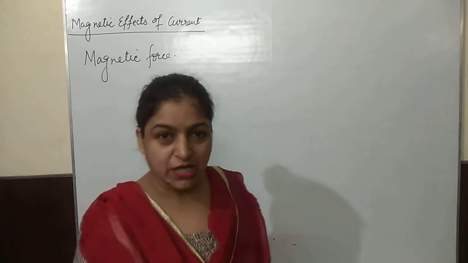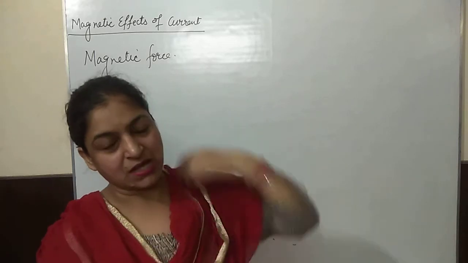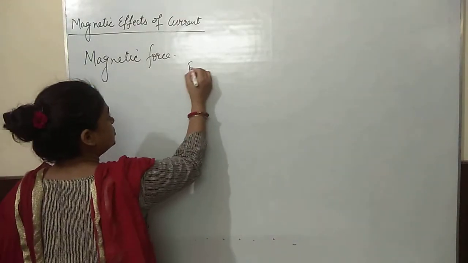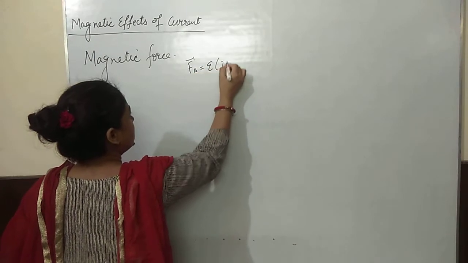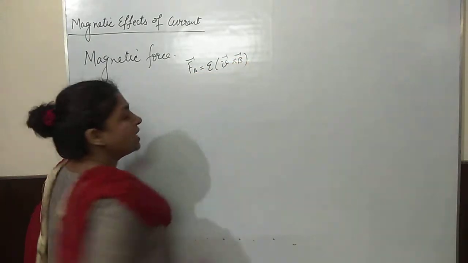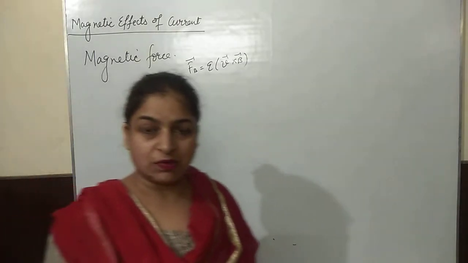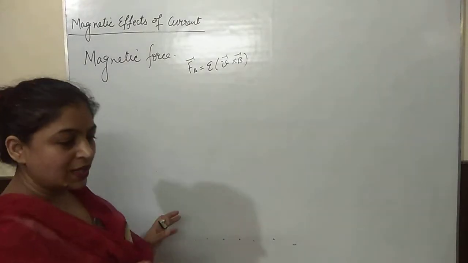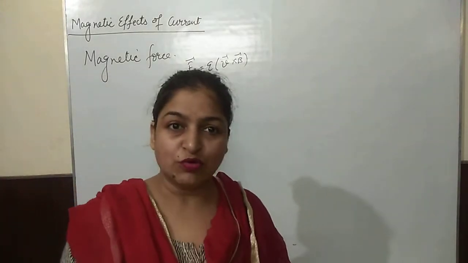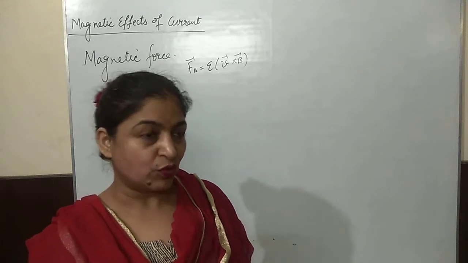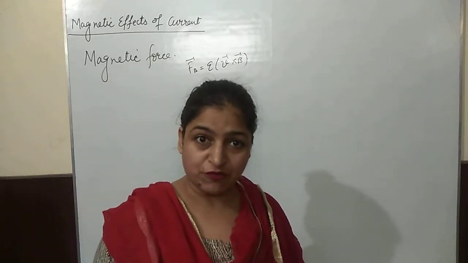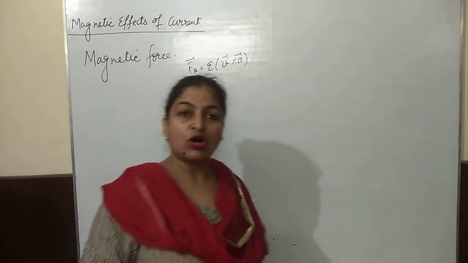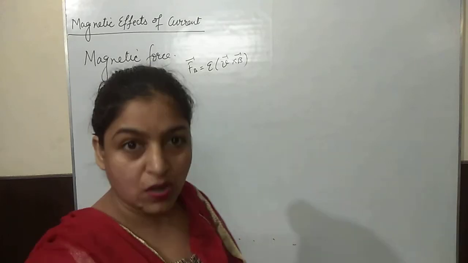We have discussed magnetic force under the chapter magnetic effects of current, and in magnetic force we have discussed that the magnetic force is Q times V cross B, and we know when this force is maximum and when this force is minimum. Now let us see, if a charged particle moves in a region in which both fields are present, electric field and magnetic field, then the resultant force acting on the charged particle is called Lorentz force.